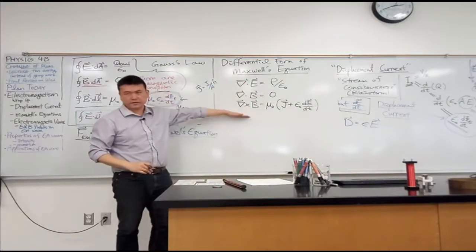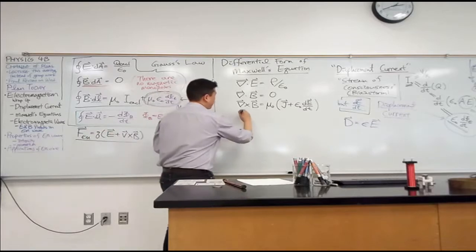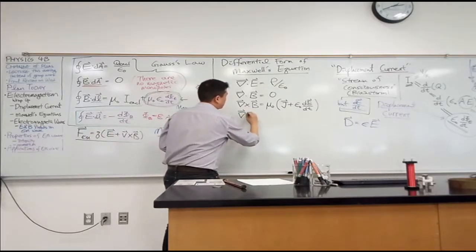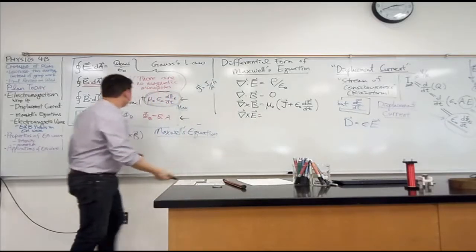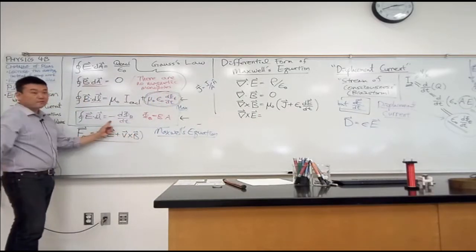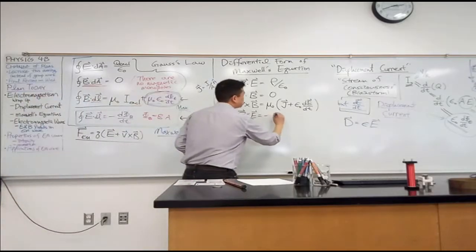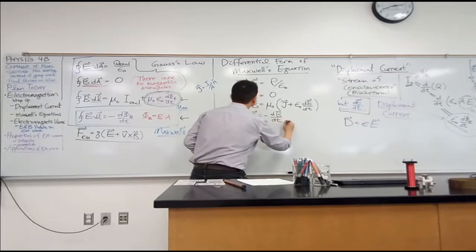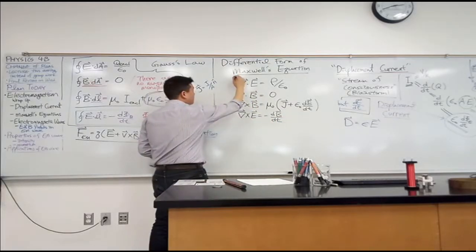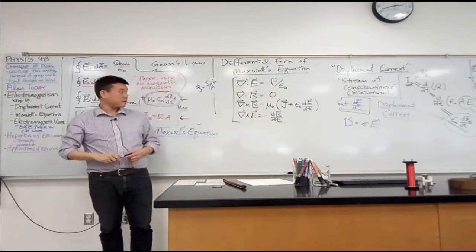I'll talk about divergence and curl. And the last thing is the curl of electric field. Curl of electric field is given by the differential version of this, which means I get rid of the area. So it'll be minus the rate of change of magnetic field. So this is the differential form of Maxwell's equations.